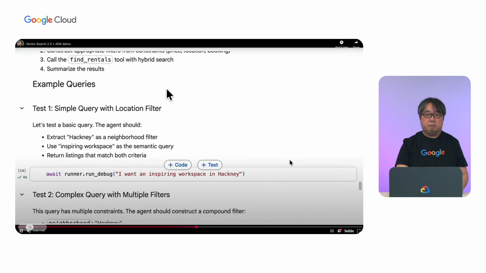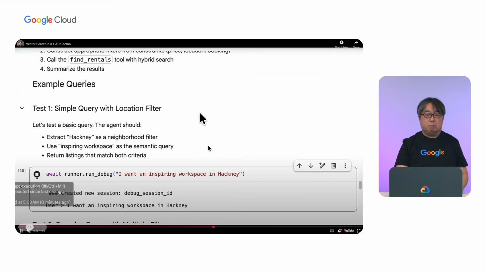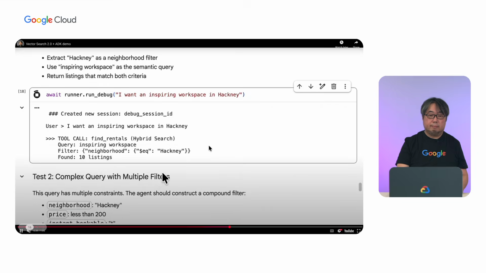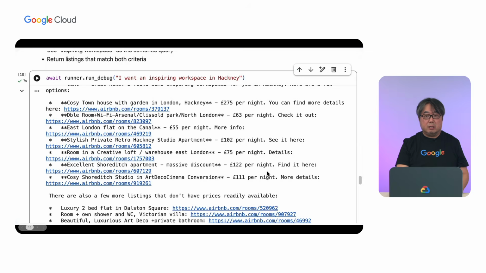So by running the agent with this simple query, like I want an inspiring workspace in Hackney, it builds a filter and query like this. The query will be inspiring workspace as the hybrid search, and the filter will be neighborhood equals Hackney. So you'll be getting the result like this instantly.